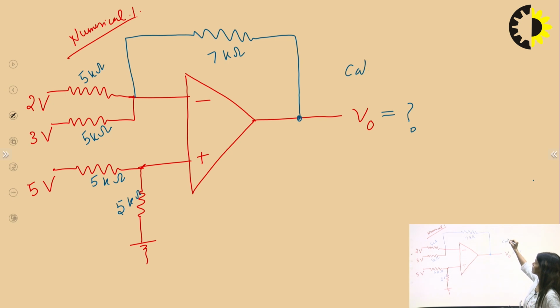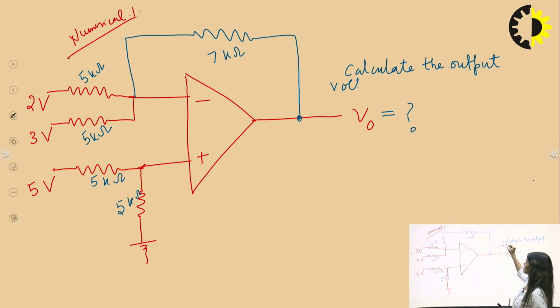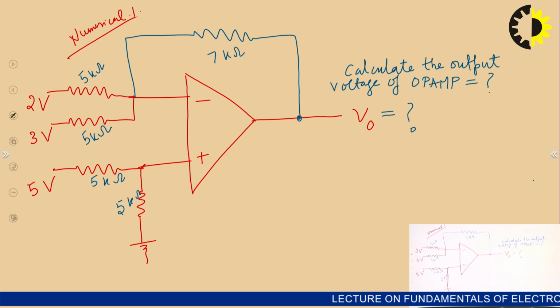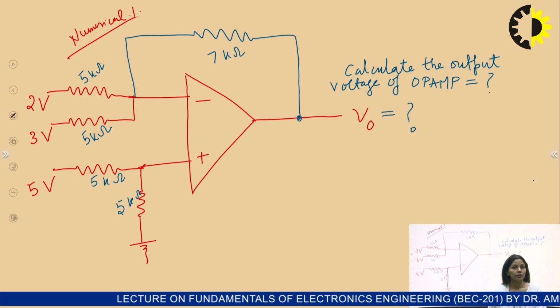The question is: calculate the output voltage of the op-amp. For the given diagram, calculate the output voltage of the op-amp. So how will we start the numerical and how will we go through it, right?